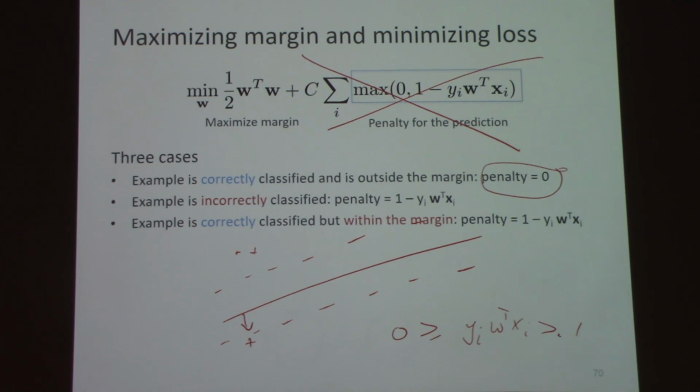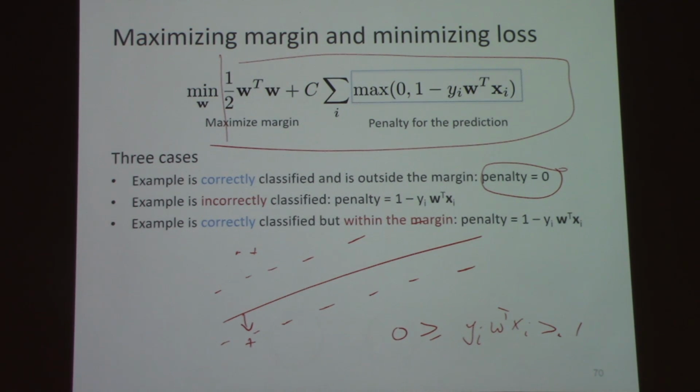Let's take C equals infinity. When C equals infinity, you're minimizing this quantity, right? If C equals infinity, the only way to minimize this quantity is to make the thing inside the circle 0.